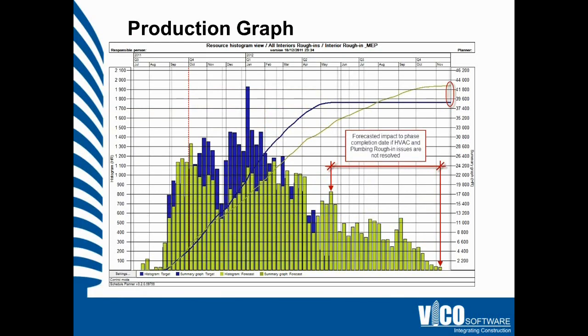If we consider that each of the activities is loaded with quantities and labor resources, we can compare the targeted production to the actual production and forecasted production that we're seeing in the field. This is an example of a resource histogram that is comparing in blue the target man hours for an interior phase of a project and showing us the representation of the actuals and forecasted resource requirements for the interiors phase.